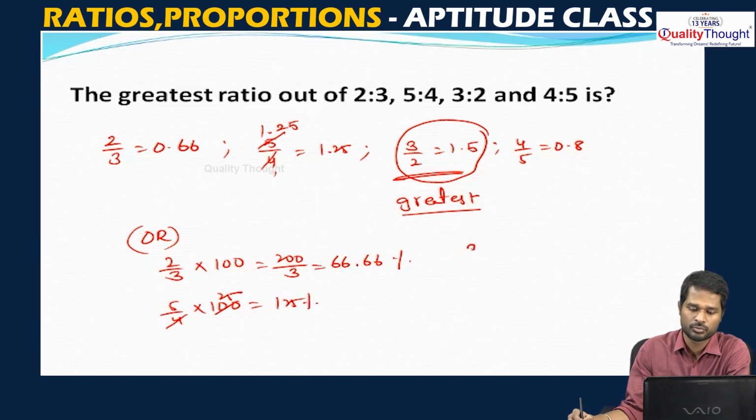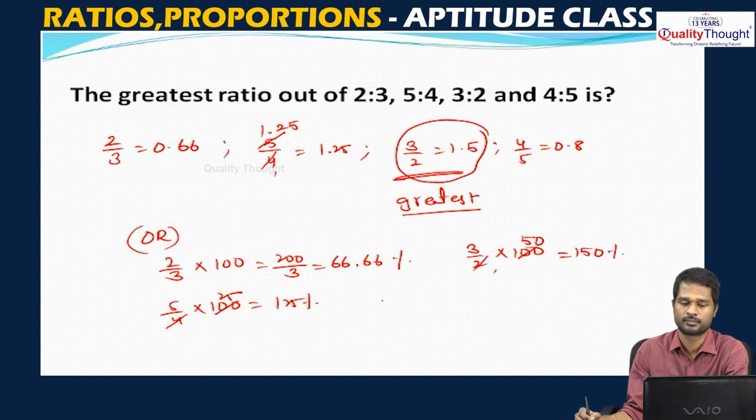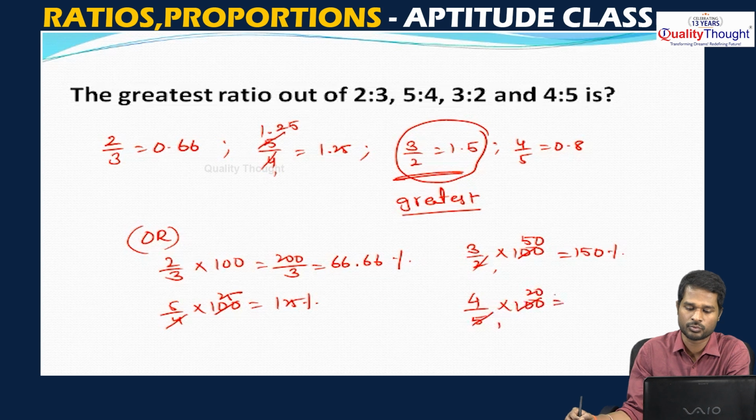Next 3 by 2. So 3 by 2 into 100: 2 ones are 2, 50s are 100, 50 into 3 is 150 percent. Next one is 4 by 5 into 100. This is 5 ones are 5, 20s are 100. So 20 into 4 is 80 percent.